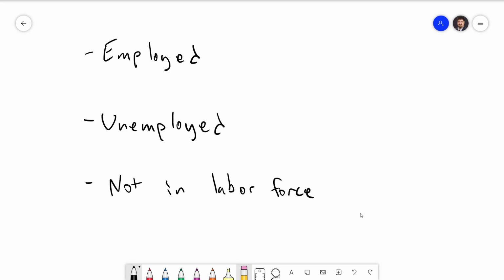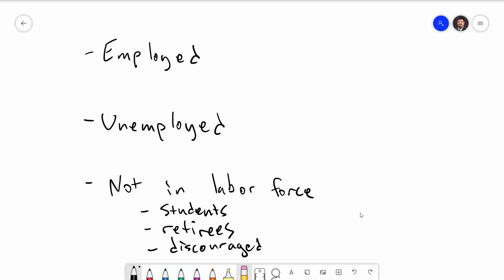People who are not in the labor force do not have a job and are not looking for one. So this would be people who are full-time students, retirees, discouraged workers. Discouraged workers are people who were unemployed and looking for a job, but have given up looking for a job. This means that those who are employed and unemployed together make up the labor force.